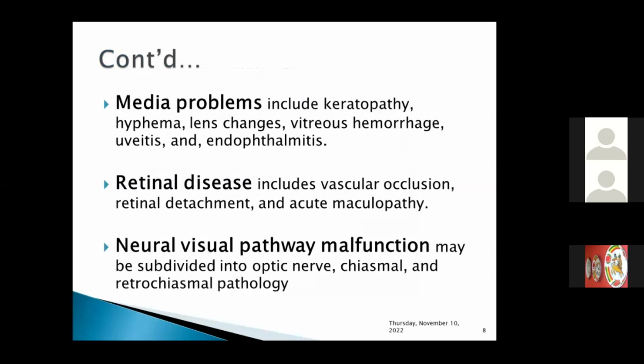This I have already mentioned: media problems like keratopathy, hyphema, which is blood in the anterior chamber, lens changes like cataract or subluxation or dislocation of the lens, which is called ectopia lentis, vitreous hemorrhage, when there is blood in the vitreous chamber, uveitis, that is an inflammation, and endophthalmitis, that is an infection. Sometimes it is a sterile endophthalmitis, but it is more or less inflammation of the fluid part of the eye.